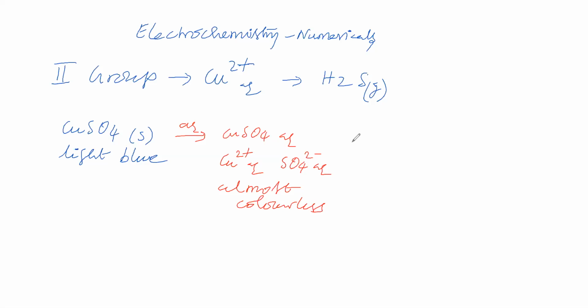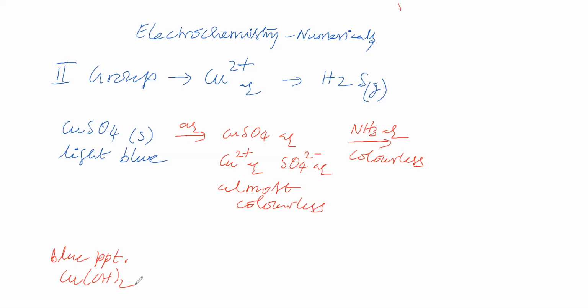Now let us take ammonia solution. This ammonia solution is colorless. Let us add ammonia solution into this copper sulfate. What will happen? You will get a light blue precipitate. The blue precipitate is Cu(OH)2. You will get Cu(OH)2 precipitate.